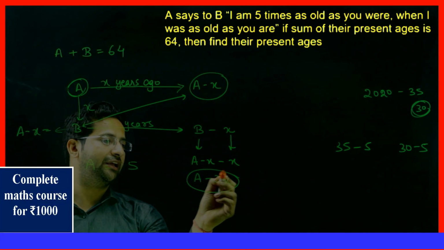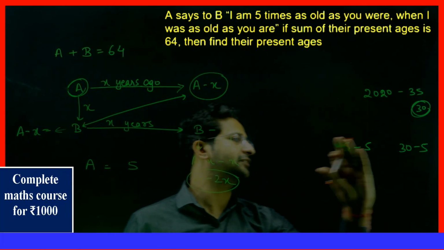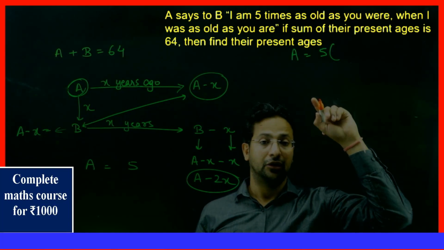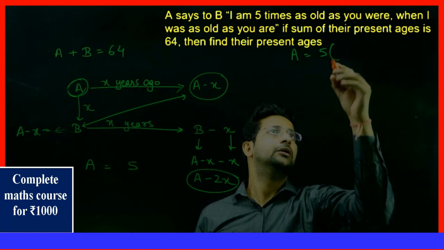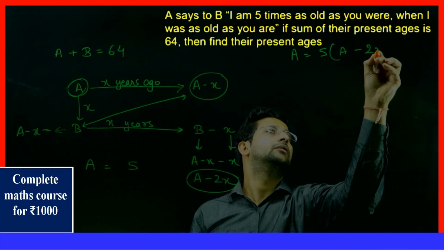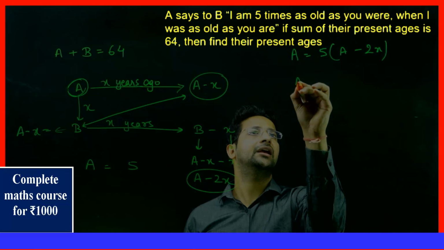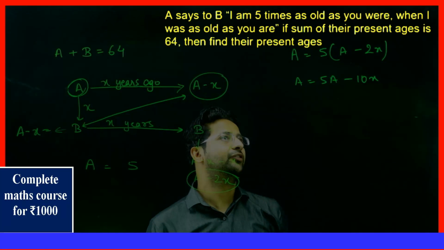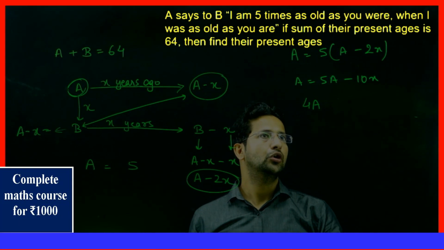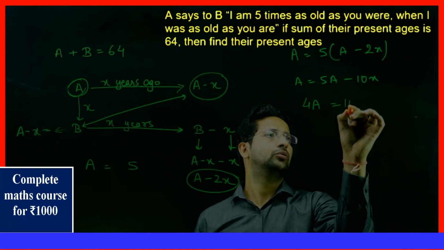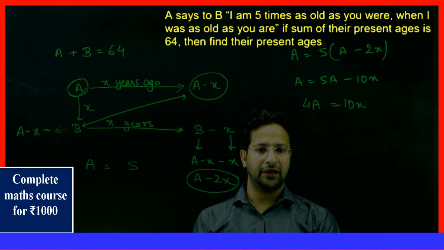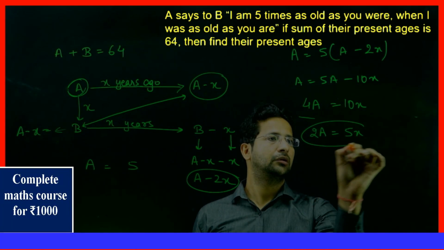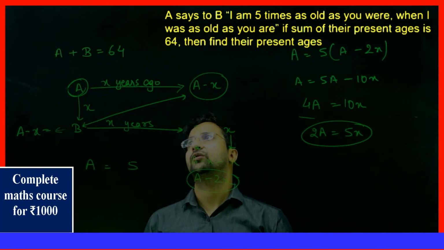So this particular thing is 5 times this thing. That is what I have to solve: A is 5 times B at that time. B at that time was A minus 2X. So here I can say A is equal to 5A minus 10X, or 4A is equal to 10X. So far clear? That is 2A is equal to 5X. We have got this.